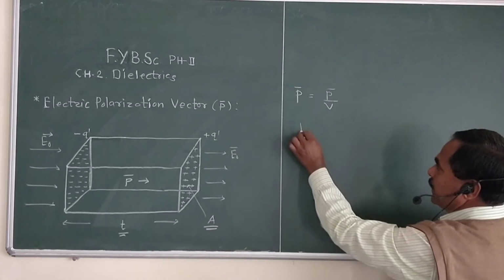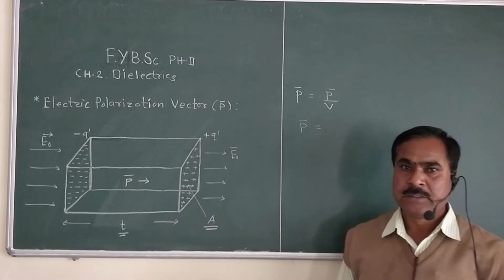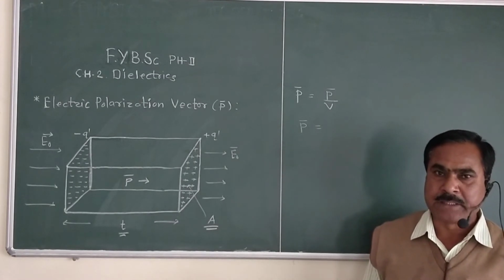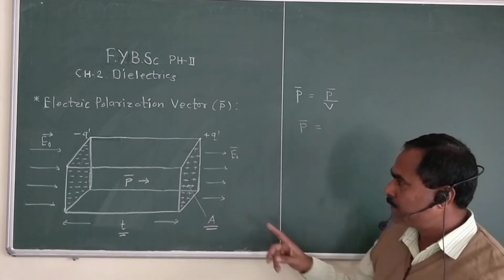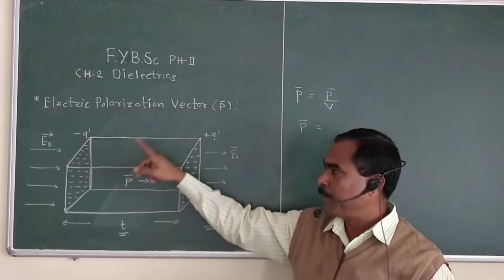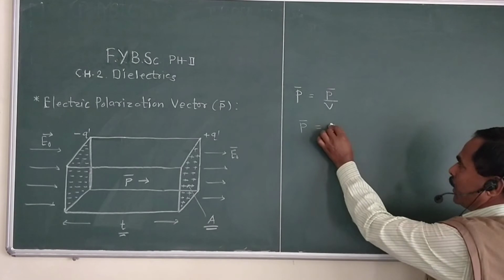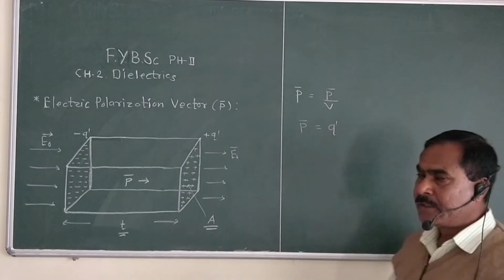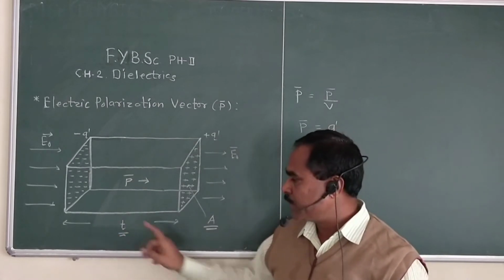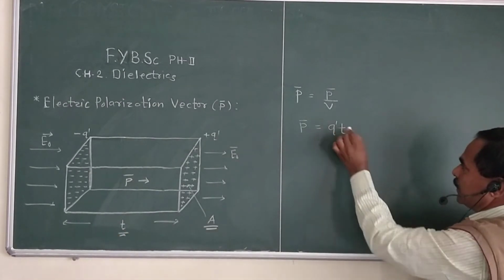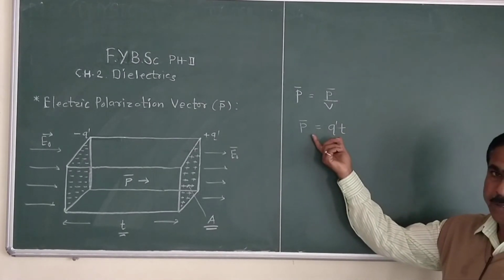Therefore, dipole moment p bar equals, what is the definition of dipole moment? The product of the magnitude of either charge and the separation distance between them. So here we take any one charge, it may be minus Q dash or plus Q dash. So p bar equals Q dash and the separation distance, which is the thickness of the slab, so it is t. Then we get p bar equal to Q dash t. This is the dipole moment.